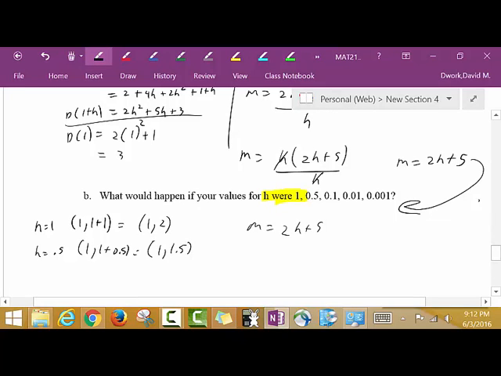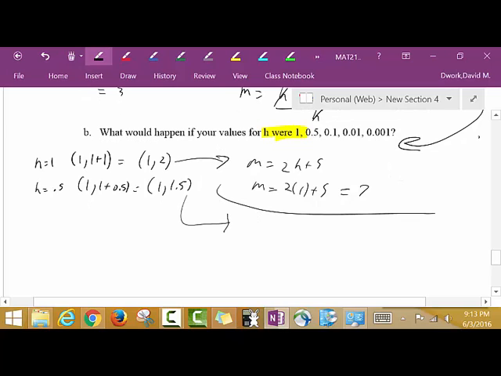So for this first one, instead of going through and actually finding this interval and doing all the work, I just substitute in 1. So the slope of this would be 2 times 1 plus 5, so my slope would be 7. So I know the average rate of change going from the x value of 1 to 2 is 7.